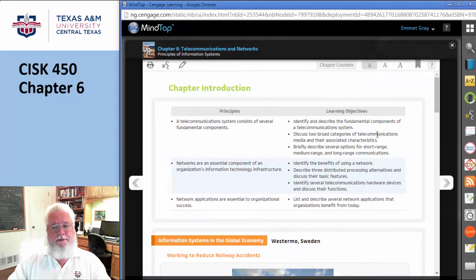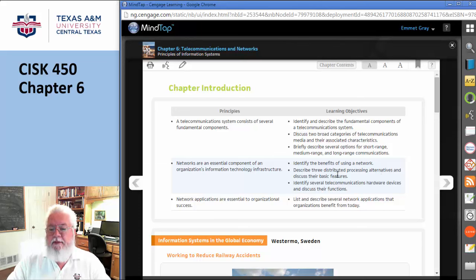They talk about identifying and describing the fundamental concepts of telecommunications. Yep. Discuss two broad categories of telecommunication media and their associated characteristics. We're not going to get into the weeds on cable length and frequencies and megabits per second. I'm not going to have you memorize all that junk. Briefly describe several options for short range, medium range, and long range communication. Yep. Identify the benefits of using a network, although that seems somewhat obvious.